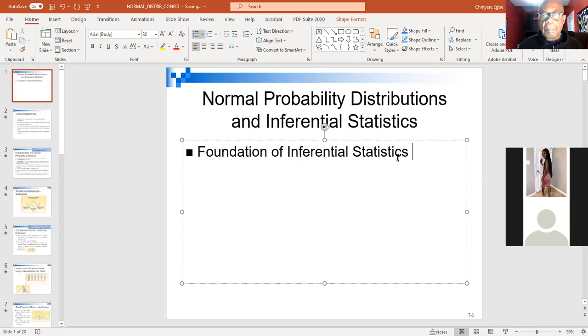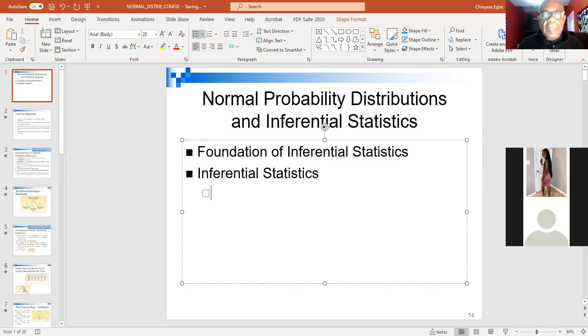All right. So now, what then do we mean by inferential statistics? What do we mean by inferential statistics? And I'm doing it this way so you can essentially participate with me. Okay.